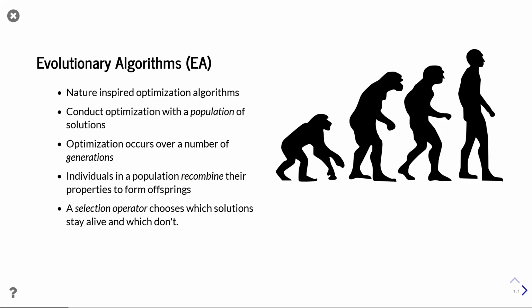The job of this selection operator is to kill off the bad individuals and keep the more optimal individuals alive. So in any given generation, some of these individuals die, and basically we have the survival of the fittest here. And over multiple generations, slowly and slowly, we come closer and closer to the Pareto front.